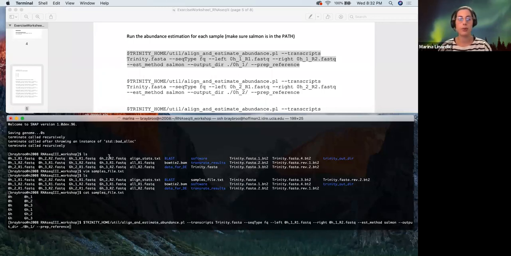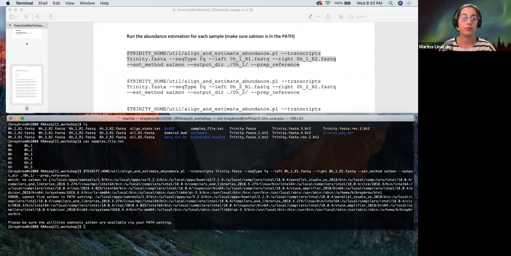So we're going to do one by one. Estimation method, the output directory. So we're going to create a directory that's going to be called 0 hour 1. And this is something that you need to put in for the software to know that it needs to run it with this Trinity FASTA to prepare a kind of pseudo reference for it as it's running. And then you press enter. Okay, we get an error. Why do we get an error?